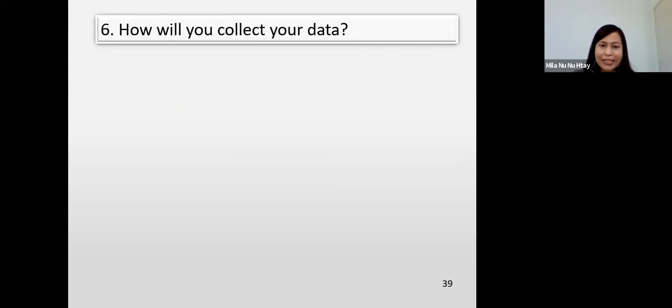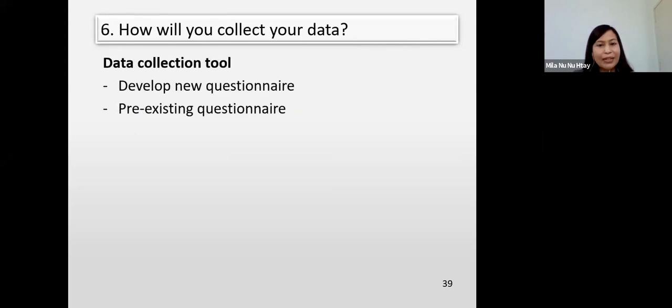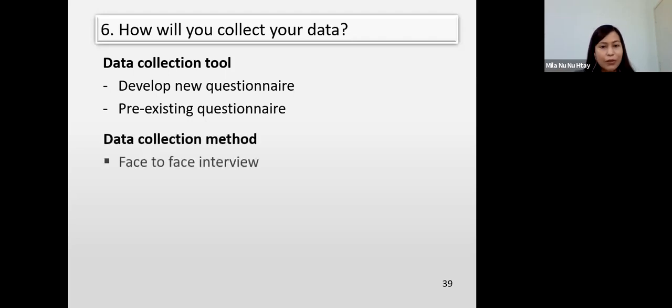So how to collect the data? Everyone knows that we can collect the data. That is a commonly used method: we collect the data by using a survey questionnaire. So for your topic, if there is any existing questionnaire that other researchers already prepared and validated, you may use it. Otherwise, if you would like to modify it or develop your own new questionnaire, that is also fine.